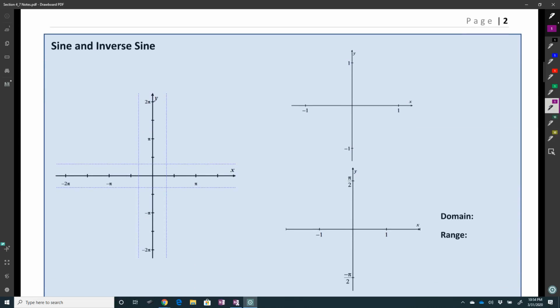Let's start with sine and inverse sine. Get my notes. All right. So if I start with a regular sine wave, sine goes through 0, 0. At pi over 2, it's 1. At pi, it's 0. At 3 pi over 2, negative 1. And we have just a happy little sine wave. And then 2 pi would be over here. All right? And then here, same thing.